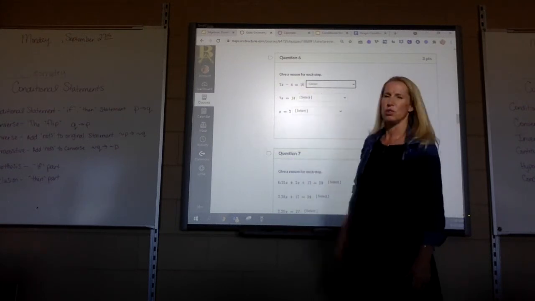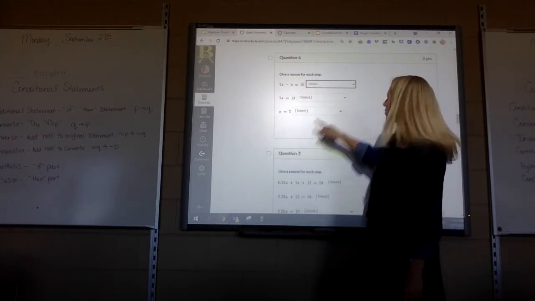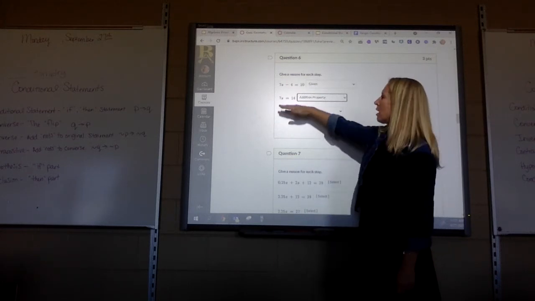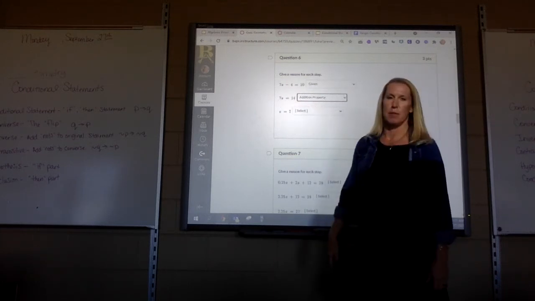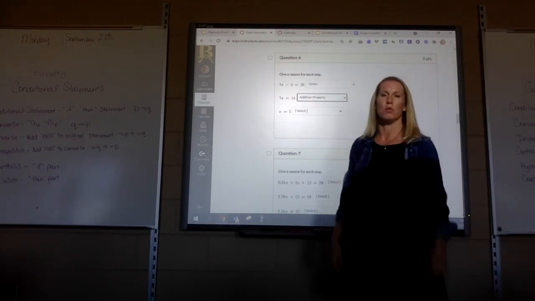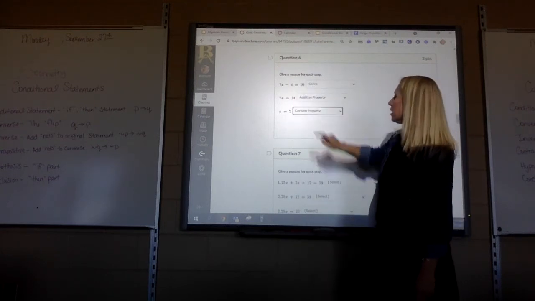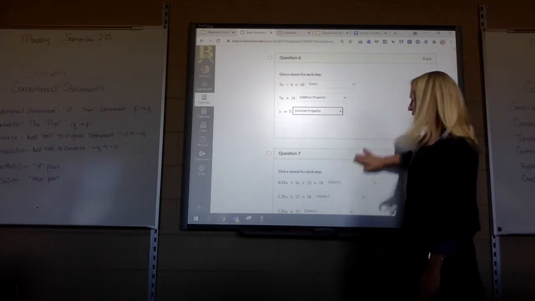Well, the 10 turned into a 14. How did that happen? Well, I added 4 to both sides. And then what happened from the second step to the third step? How did the 14 change to a 2? What did we do? Well, we divided both sides by 7, so that would be division property.